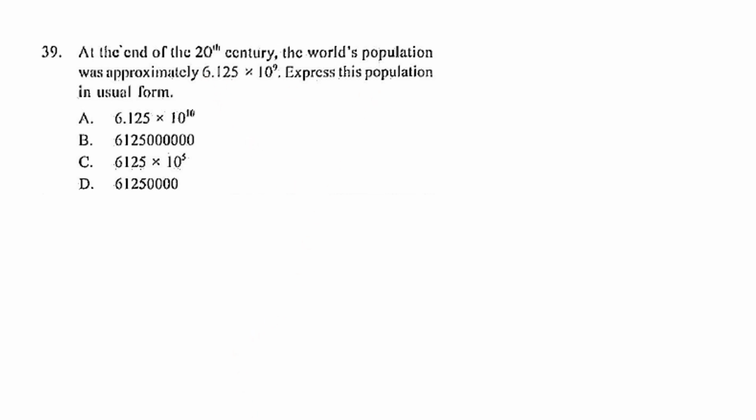Now 6.125 into 10 to the power 9. You know that in a decimal number, if you have to multiply it with powers of 10, you have to shift the decimal to the right side, right? So 10 to the power 9 means 1, and then 9 zeros, 1, 2, 3, 4, 5, 6, 7, 8, 9. Now, if you shift it 9 times to the right, 3 times is here only, okay? So 6 more digits you want. It means 6 more zeros will come. So if you see the B option, 1, 2, 3, 4, 5, 6. So your B is the correct option.